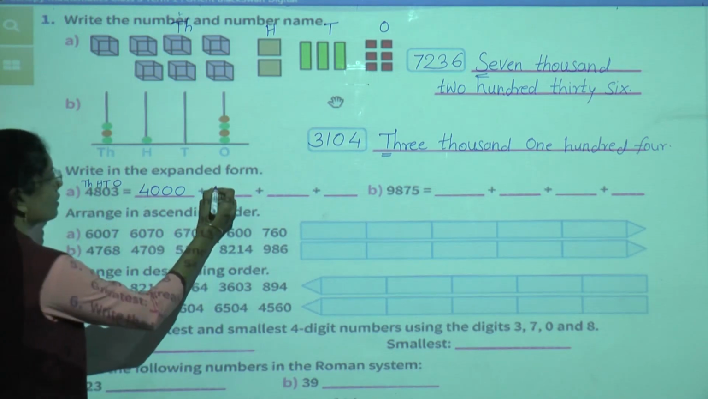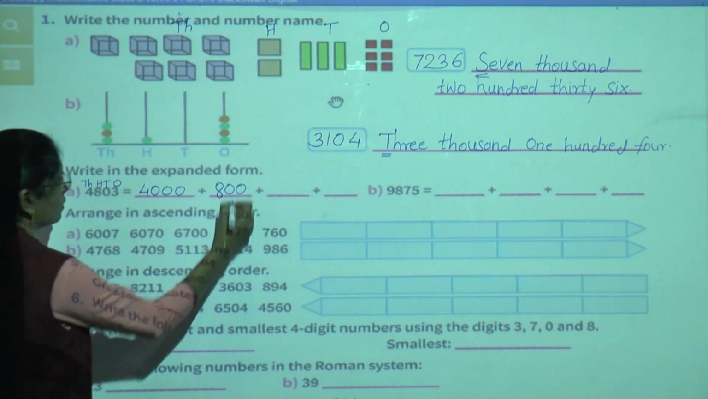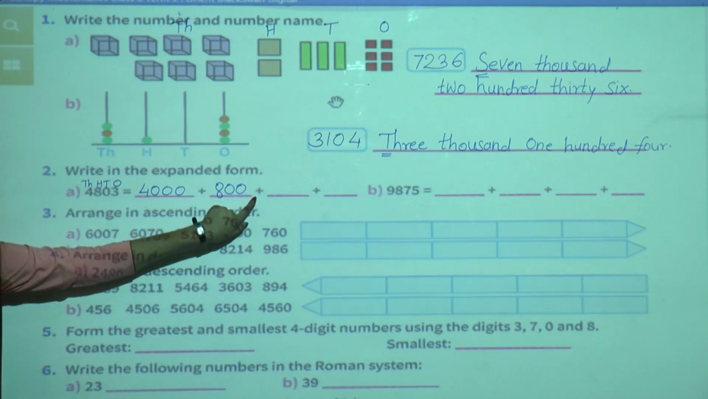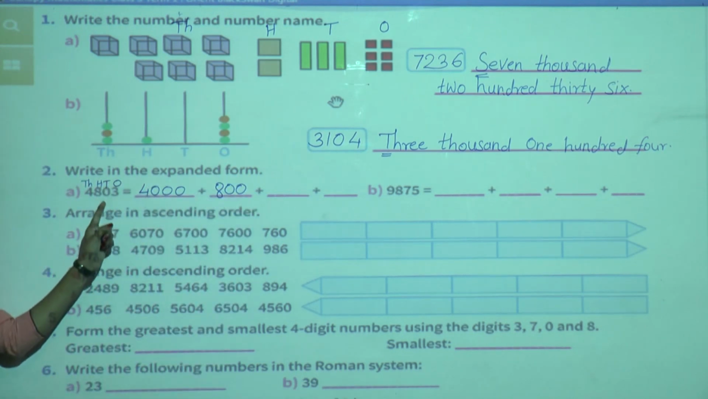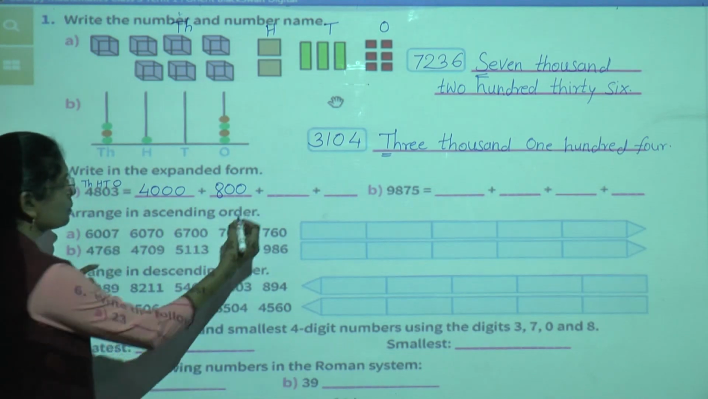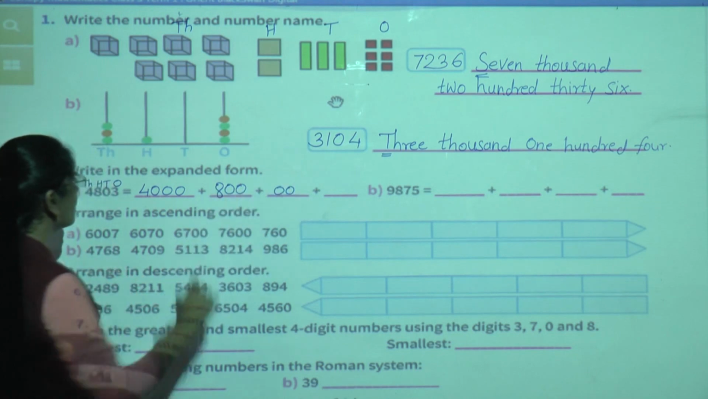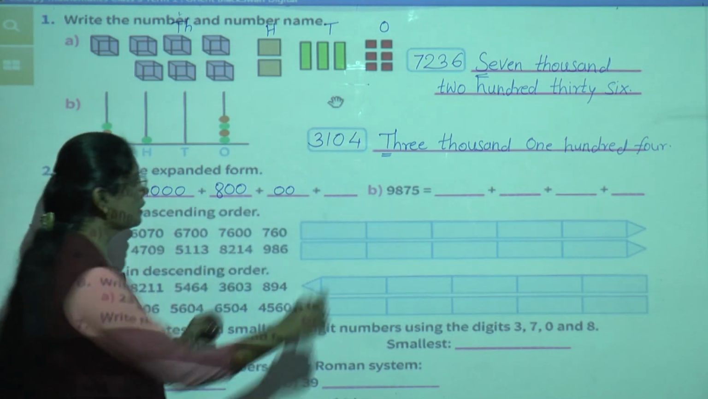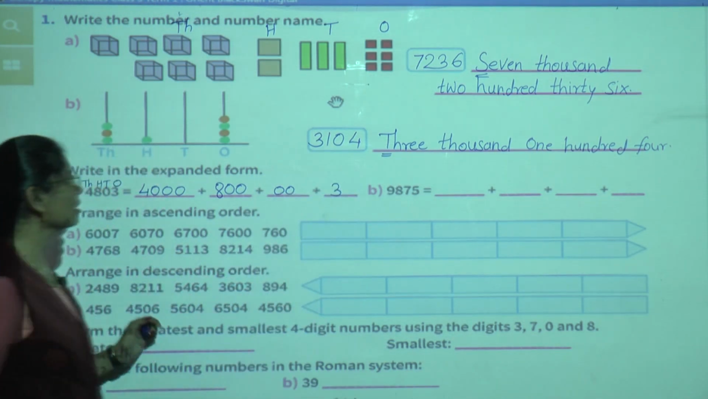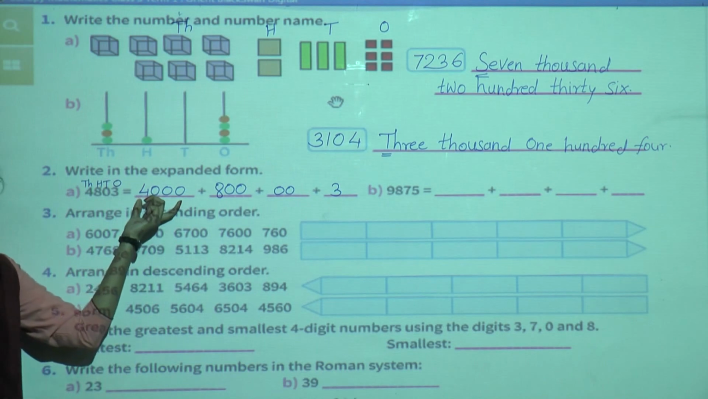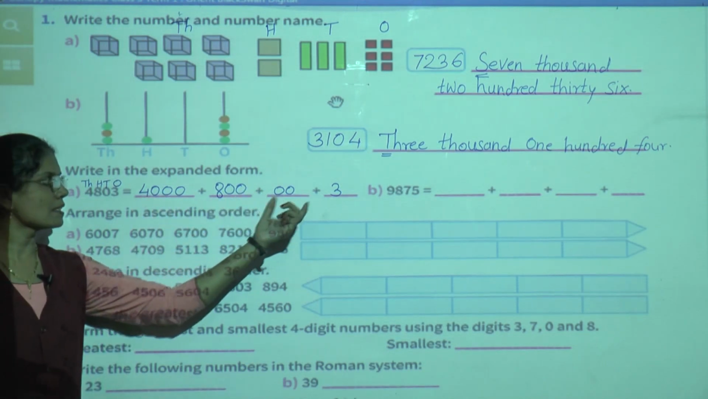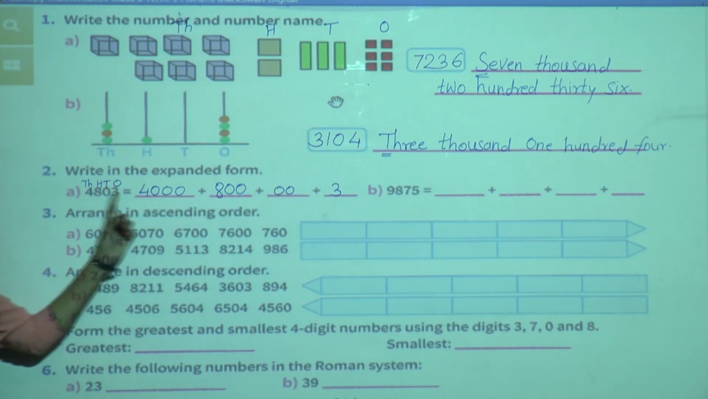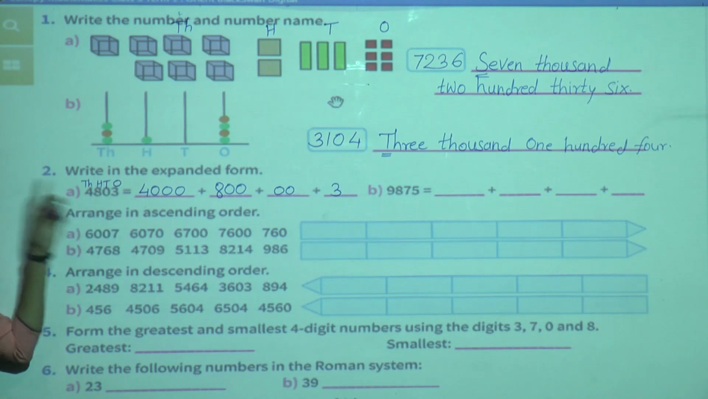800. So I will write here 800. Again, the plus sign should be there. Then see the tens place number. At tens place 0 is there, so we will put simply 0 only. Now see the ones place digit. At ones place 3 is there. So what will come here? 3. Now what will be the expanded form? 4000 plus 800 plus 0 plus 3. This is the expanded form of this number.